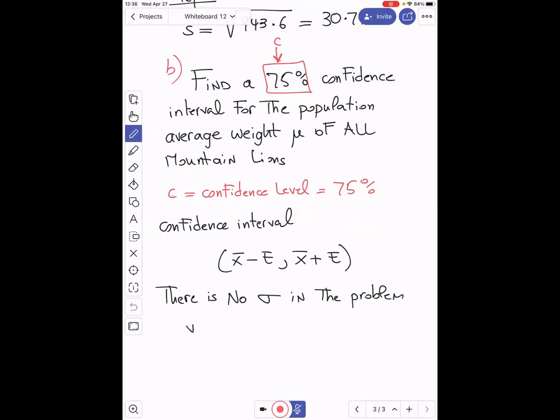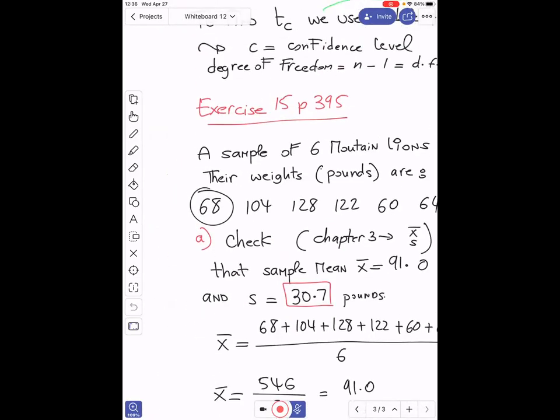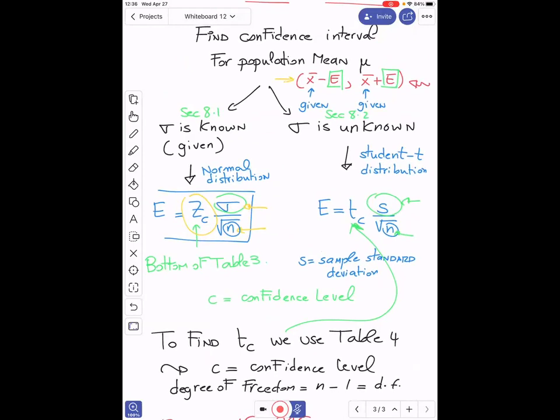All right, so then sigma is unknown. We don't have the value of sigma, right? So we are in the case where sigma is unknown. Then we need to use this formula for E. This is the formula for the margin of error using this variable T. So the E would be T subscript C times S over square root of N.